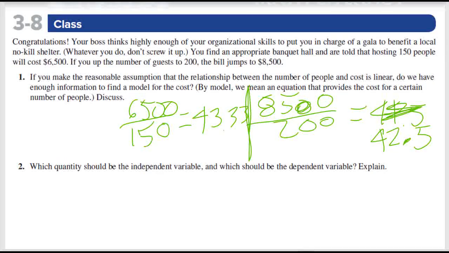Take a look then at question 2. Restart the video when you have answered question 2. Okay. Which quantity should be the independent variable? Which should be the dependent variable? You're going to decide how many people go, and then the cost will depend on how many people are at the banquet. So the cost is dependent. The number of people is independent.